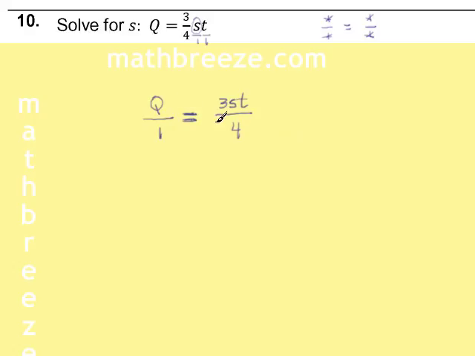So let's multiply q times 4, and 1 times 3st. Now let's remind ourselves we're solving for s. So I'm just going to circle that. s is being multiplied by 3 and also by t, so let's divide by both 3 and t on both sides. So these 3's cancel and so do the t's, and we're left with s equal to 4q divided by 3t.